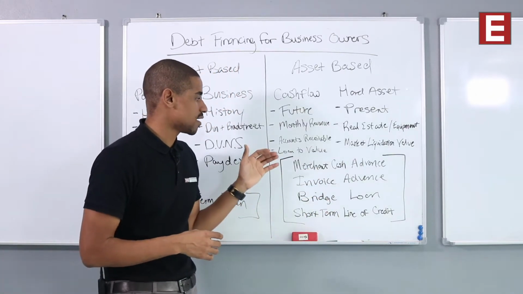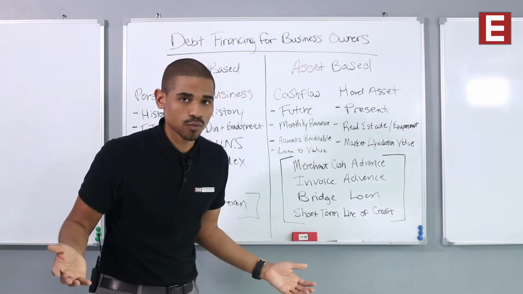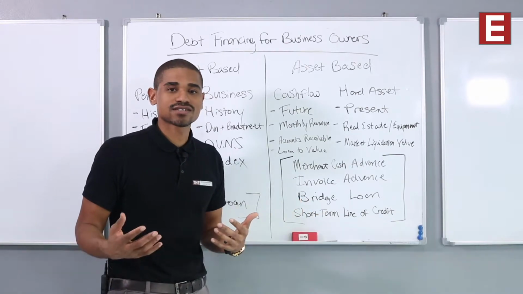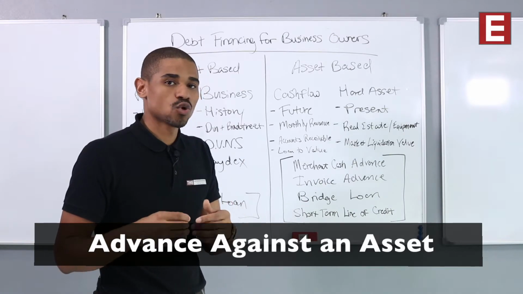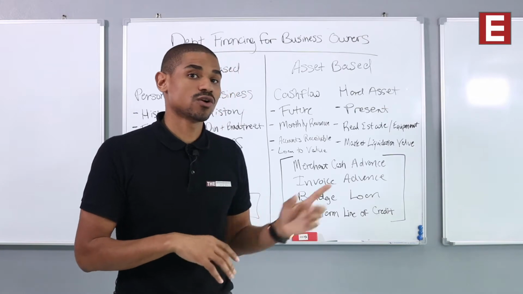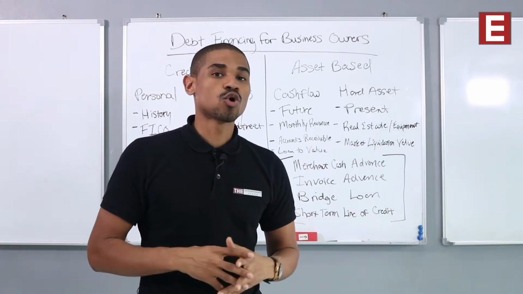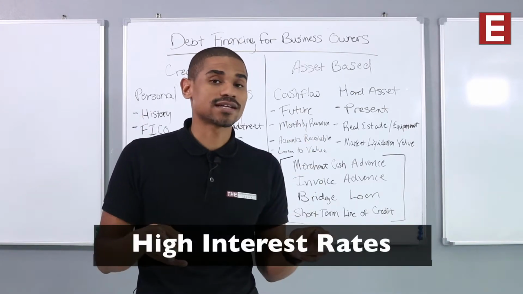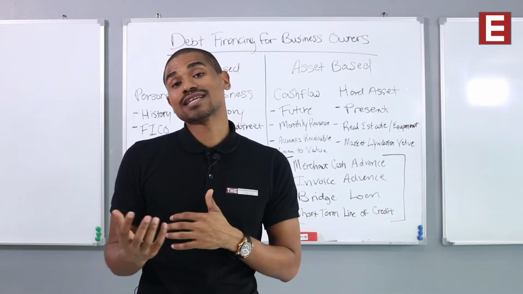So there's a couple of different financial products that our good friends from Wall Street have come up with. One is a merchant cash advance. A merchant cash advance is essentially an advance against an asset, normally with somewhere between a 70 to 90% loan to value ratio, regardless of what the asset is, whether it's the cash flow or the hard asset. And normally you can get these loans at very high interest rates. They call them factor rates, actually. But the cool thing is that you can get them very quickly.